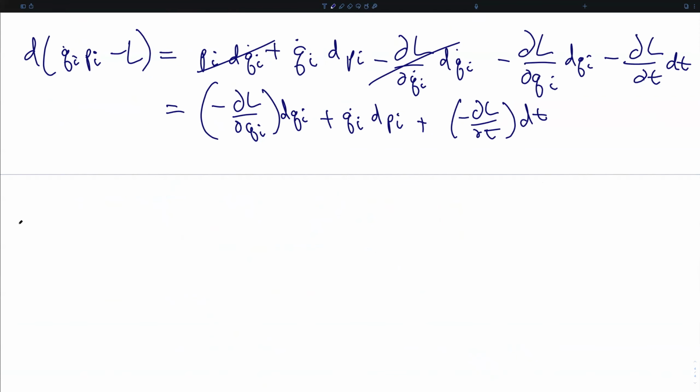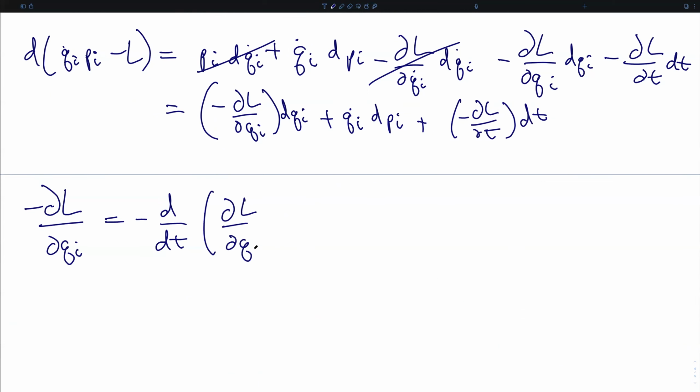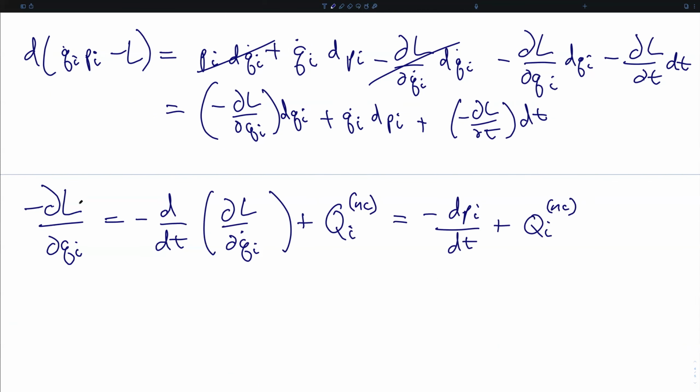From the Euler-Lagrange equations, negative the partial of the Lagrangian with respect to the ith generalized coordinate is equal to negative the total derivative in time of the partial of the Lagrangian with respect to the time derivative of the ith generalized coordinate plus the ith non-conservative force. And this is exactly our definition of the conjugate momenta. And so this is also equivalent to negative the total derivative in time of the ith generalized momentum plus any non-conservative force acting in the direction of that generalized coordinate.